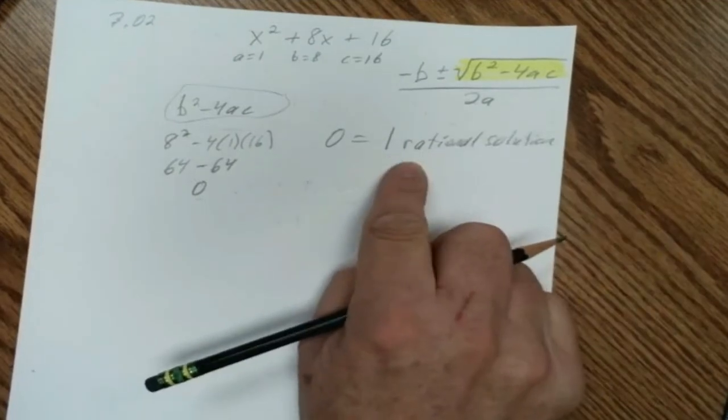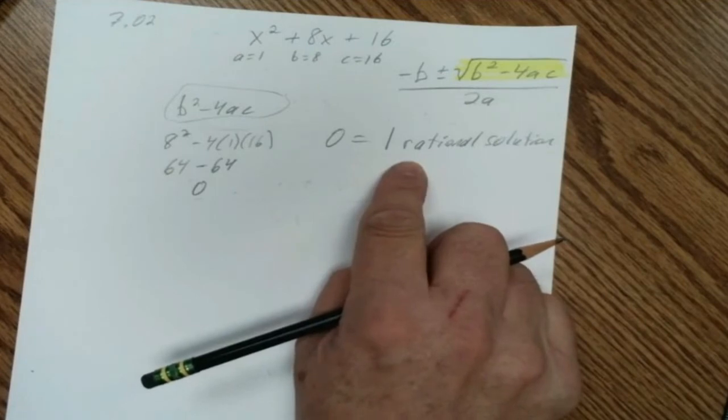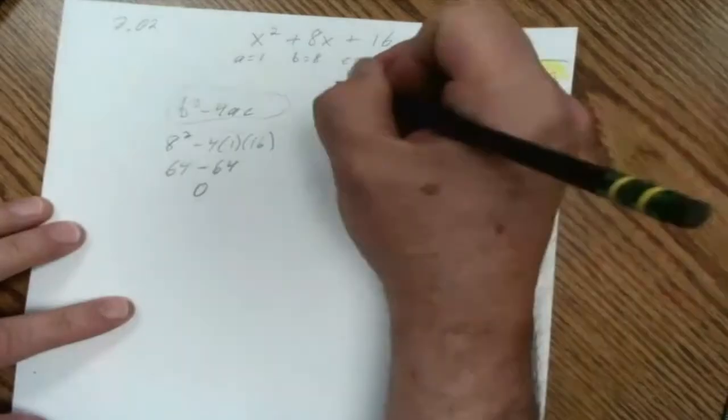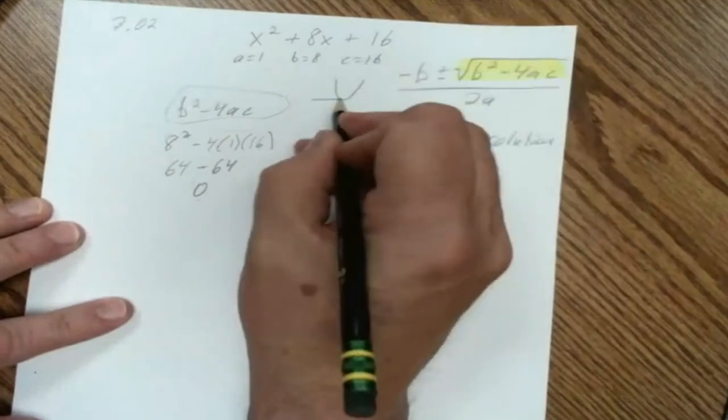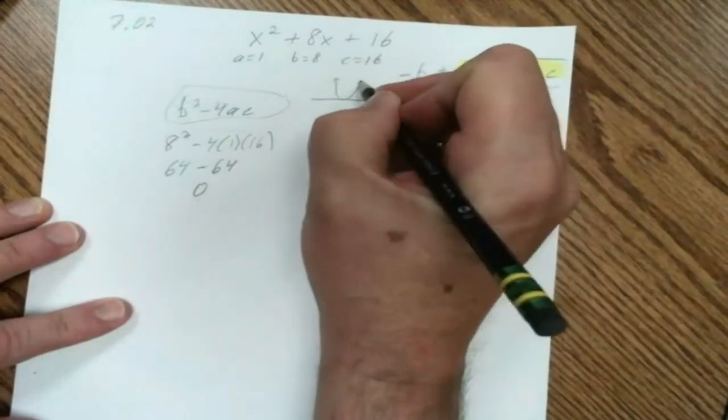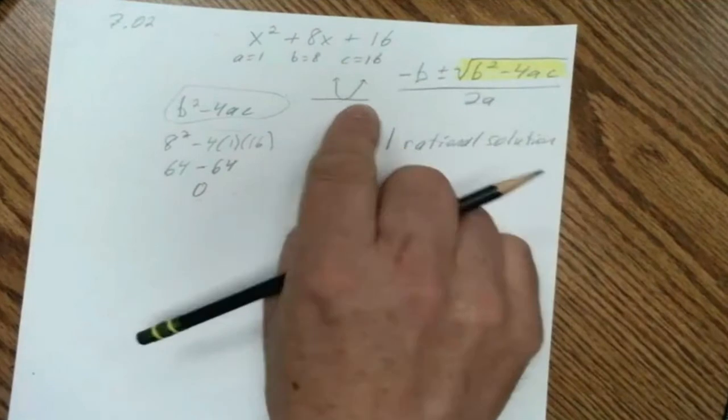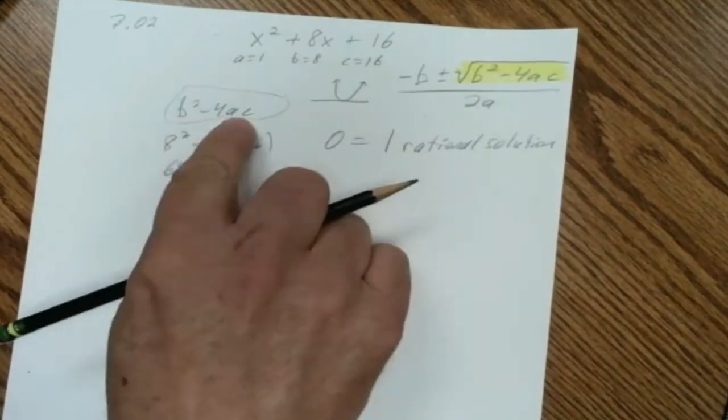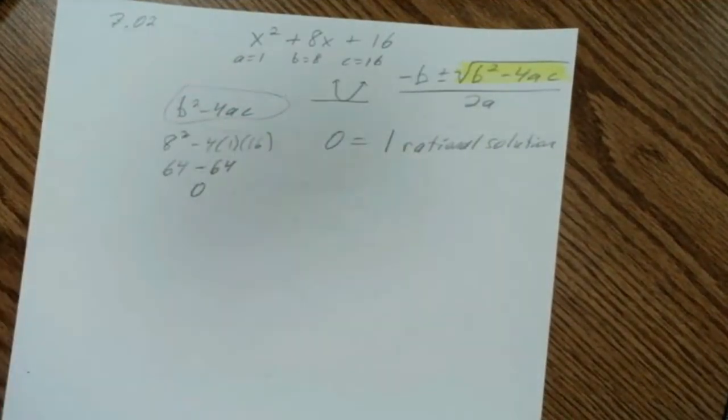That's 1, 0. If you graph it, it would touch the x-axis one place, which means it's going to bounce off of it because this is a parabola, right? It would hit the x-axis and bounce off of it because that would be a quadratic. With this being 0, it's one rational solution.